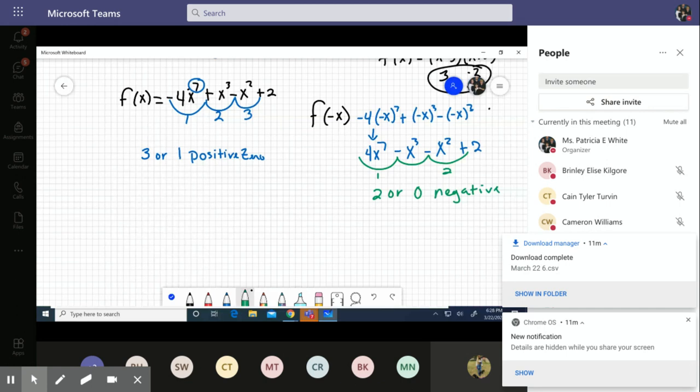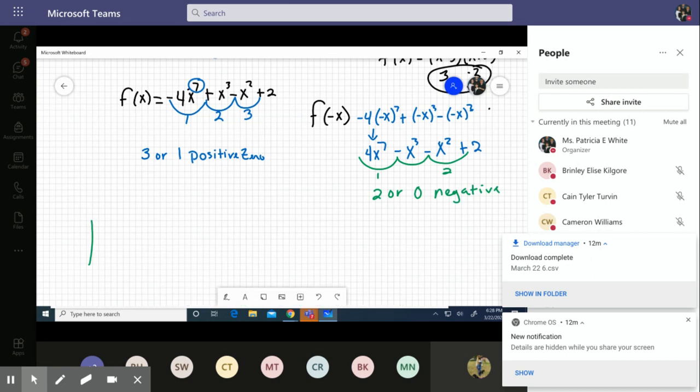I mean, until we start using it in the problem, it doesn't make any sense. But do you think you can count them up for me? Remember, every time it's odd, the sign in front is going to end up changing. If it's even, the sign in front will stay the same.